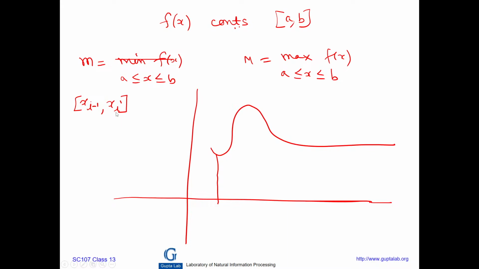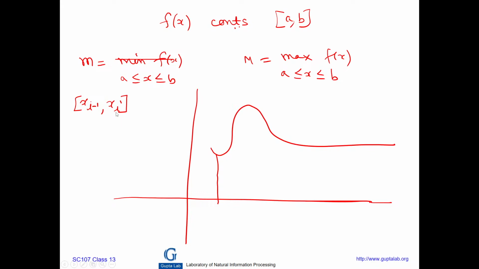So anyway, a is equal to x0 less than x1 less than dot dot dot less than xn is equal to b, okay? So we have a function here, f of x, continuous on a closed interval [a, b]. So obviously there will be a minimum and maximum for that function. I call them small m and capital M.